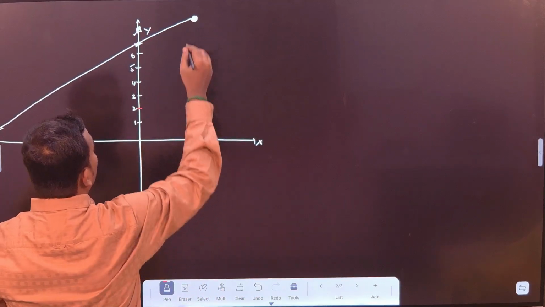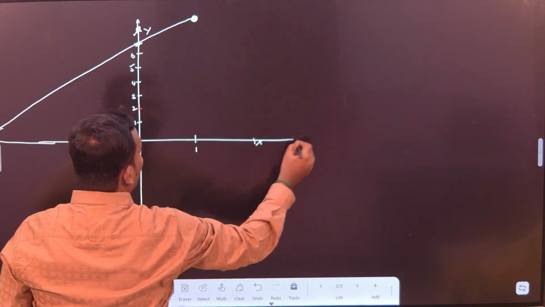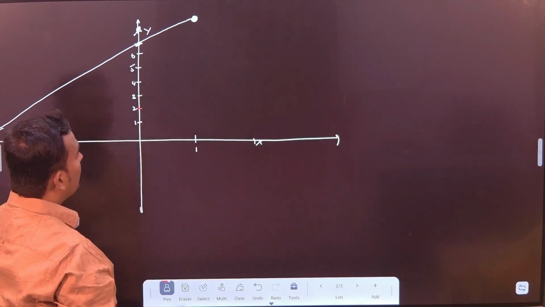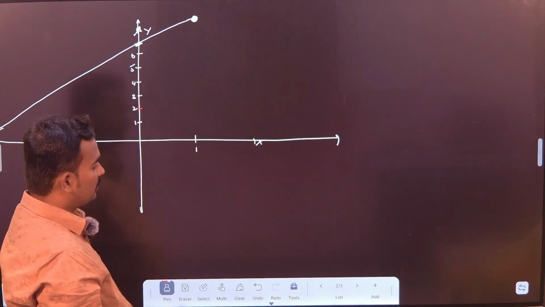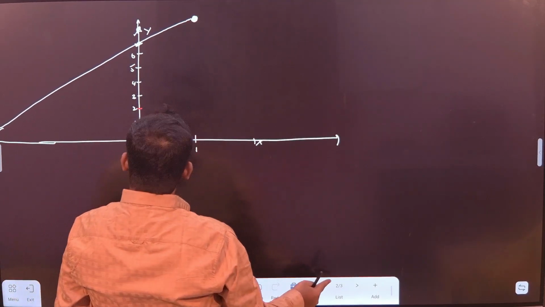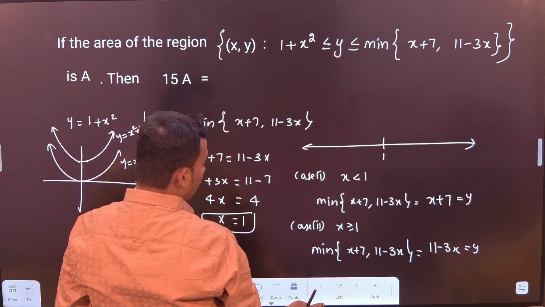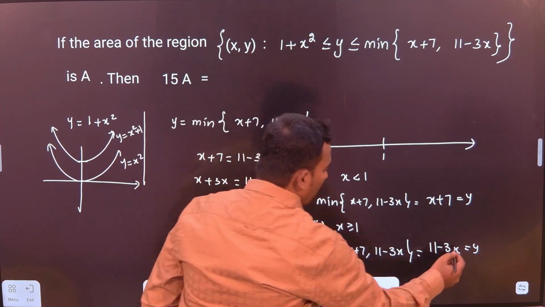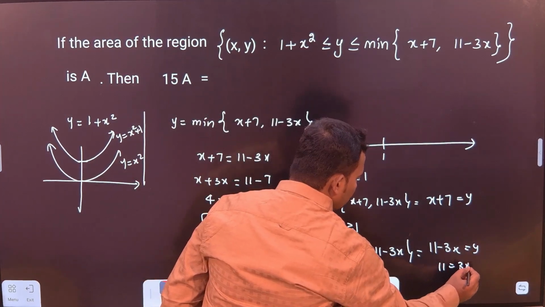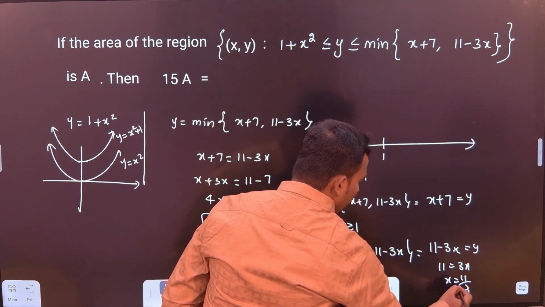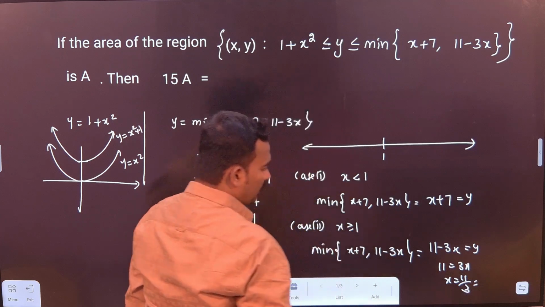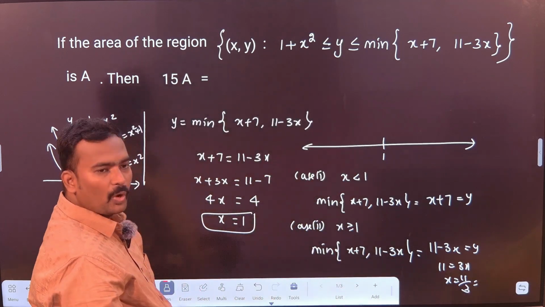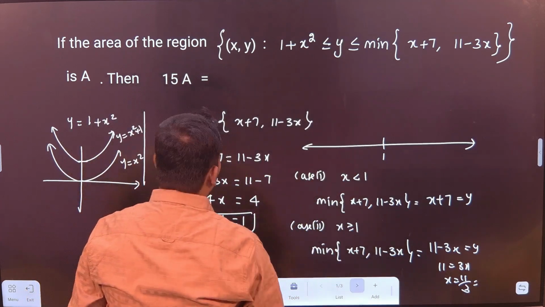So if you put 1 here, where is this graph intersecting the y-axis, first you have to understand this. Sorry, y-axis not possible here. X-axis you have to find out. X-axis means you put y equal to 0. y 0 means 11 is equal to 3x. Then x equal to 11 by 3. 11 by 3 is what? 3 point something, right?